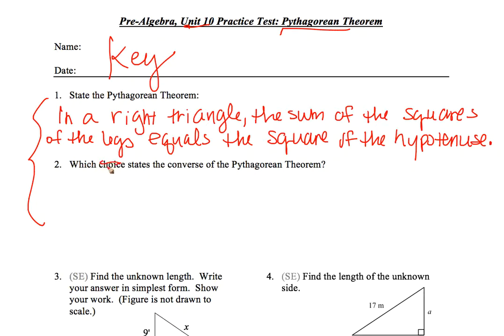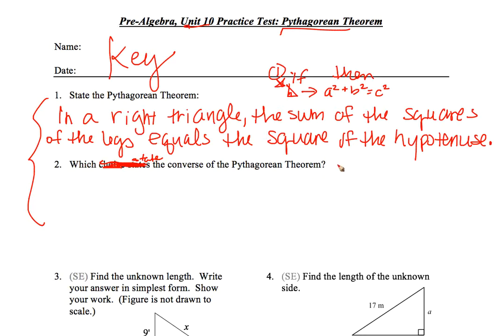Now, I wanted you to state the converse of the Pythagorean theorem. And that's basically the reverse. What's happening in number 1 is, in a right triangle, a squared plus b squared equals c squared. So we're starting with this. This is point number 1. We're saying if it's a right triangle, then a squared plus b squared equals c squared.